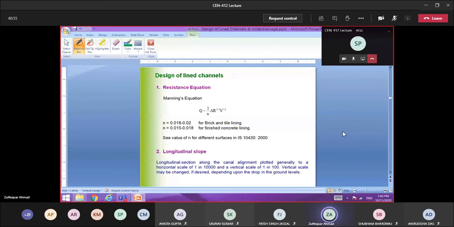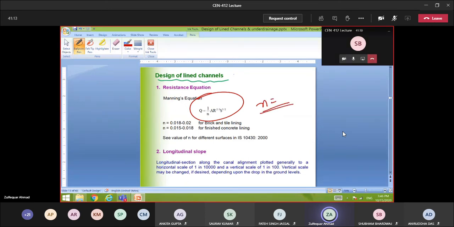Then coming to this aspect, we have discussed the design of the lined canal. This one we have already discussed, right? So I'm not going to repeat this. For a rigid canal, I mean the lined canal, we have to use a suitable value of the Manning coefficient, and the longitudinal slope that is required is drawn on a horizontal scale of 1 in 10,000 and a vertical scale of 1 in 100.